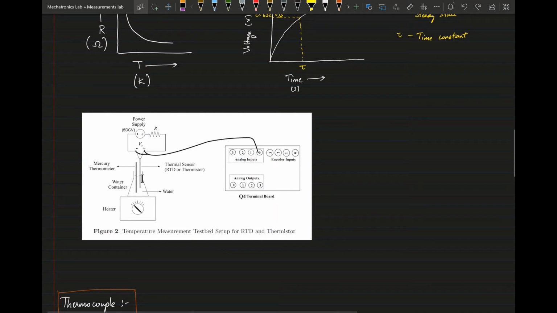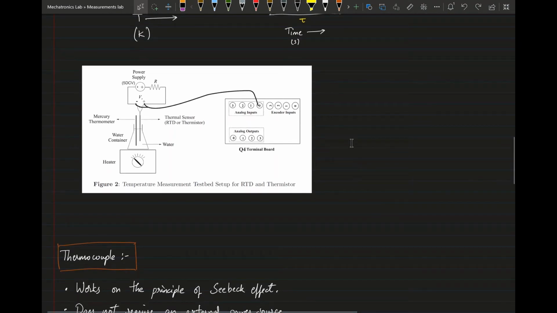So it will have the thermometer for ground truth to see exactly what the temperature is at that moment. And the other one is your RTD or thermistor, which is connected in the circuit. The voltage across the RTD or thermistor is seen by connecting it to the DAC board. Using that, we can look at the voltage at different temperatures.